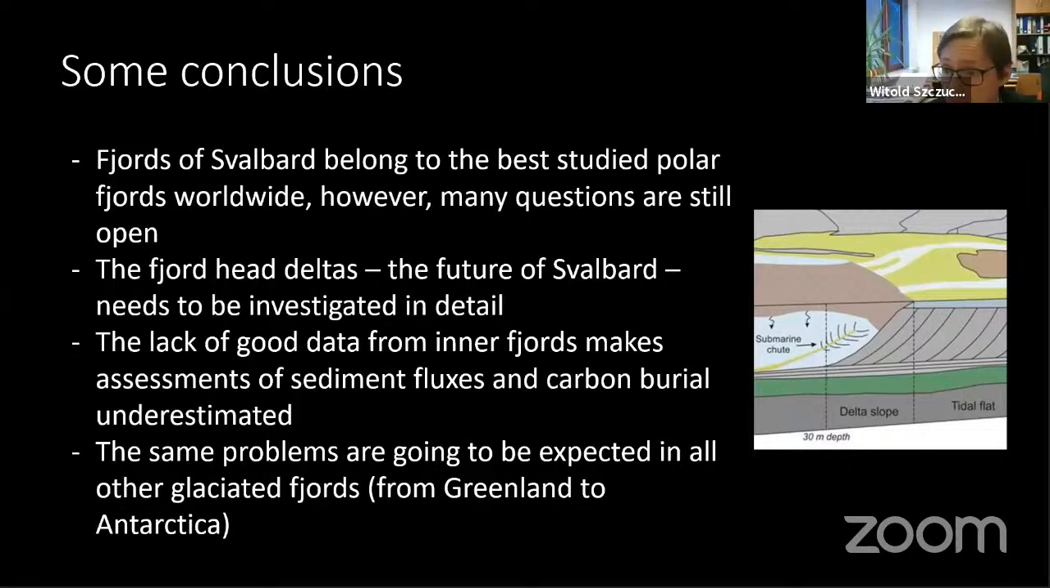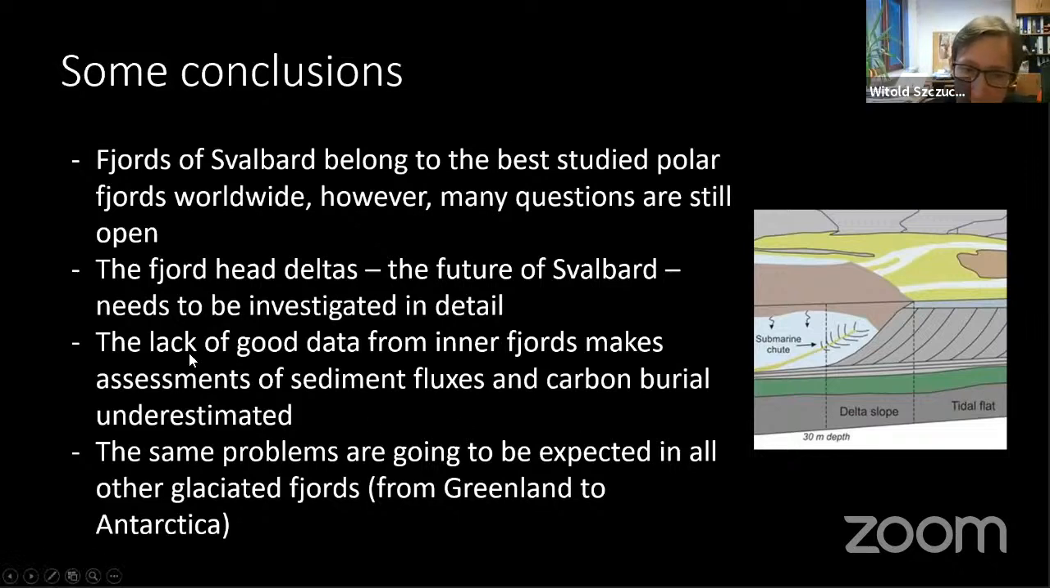For instance, we lack information and quantitative data about fjord head deltas. And it is particularly important because fjord head deltas are the future of Svalbard. With the continuous retreat of the glaciers, most of the fjords will be transformed into fjords which are fed by rivers, meltwater rivers, not by tidewater glaciers.